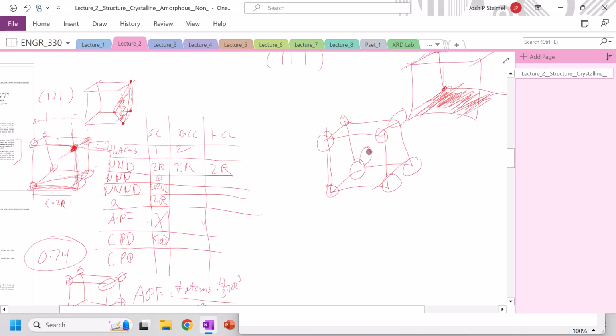Our number of nearest neighbors, for BCC in the central atom, if you draw the 1, 1, 1 direction, all of these atoms here are touching. So it's touching here, here, here, here, here, here, here, here. So we have 8 nearest neighbors. Now, what's the next nearest neighbor distance? The next nearest neighbor distance is going to be a, which is our lattice parameter.